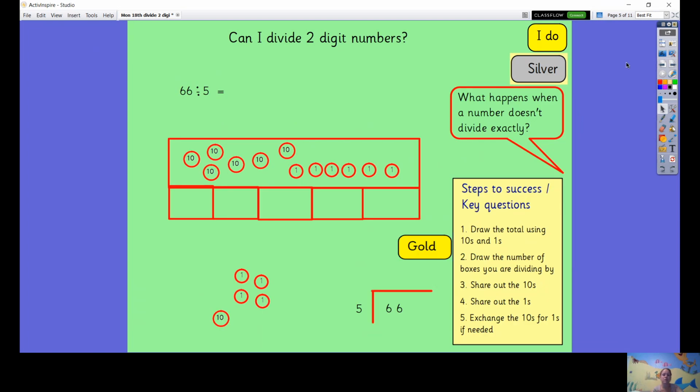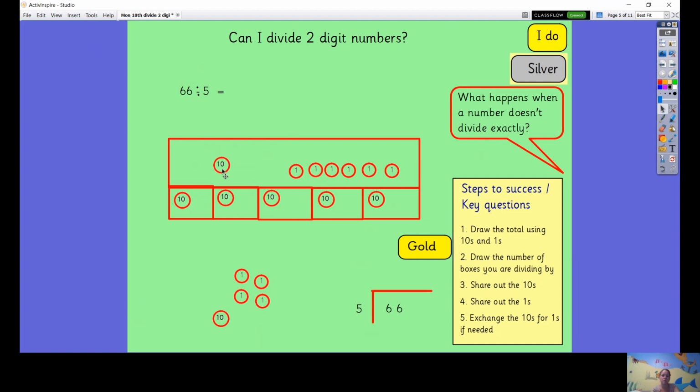66 divided by 5. So once again, I've got my 6 tens here and my 6 ones here. And I've got 5 boxes along the bottom of my bar model because I'm dividing by 5. So I can start sharing these out. Fine, and then I get to my 10. Oh dear, I can't put the 10 in any of those boxes.